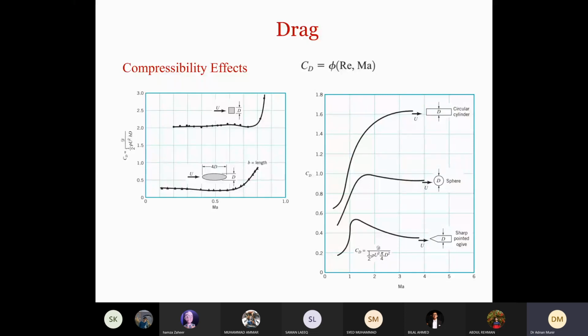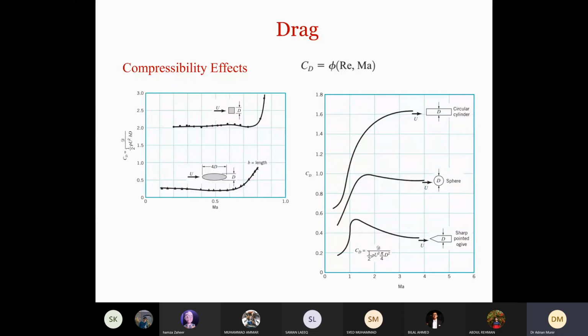So we'll start with today's lecture. We'll just continue from where we left. We were discussing drag force. Hopefully this week we will be finishing chapter 9, and after this we will be starting chapter 10, which is on compressible flow, from next week.